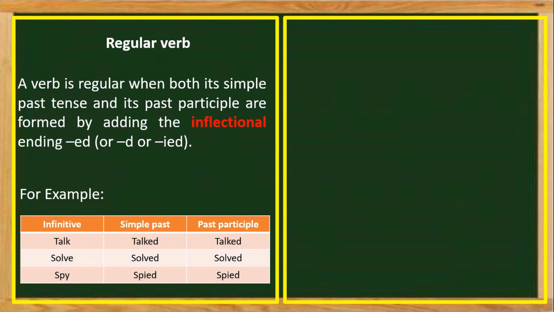For example, let's study these 3 words: talk, solve, and spy. So with the verb talk, we add ed. So talk, talked, talked. With the verb solve, we added only d. So solve, solved, solved. Whereas with the verb spy, we dropped the y and added ied.